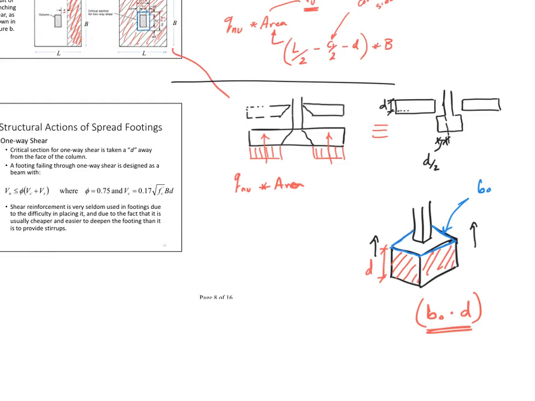How can I increase b node? I simply increase the column size. So the bigger the column size, the bigger b node will be. So that prevents punching. So let's get back to this.